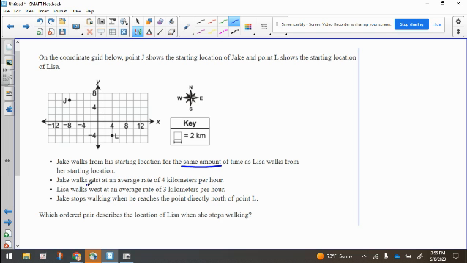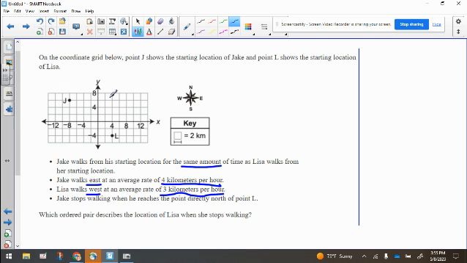Jake walks east at an average rate of 4 kilometers per hour. Lisa walks west at an average rate of 3 kilometers per hour. Jake stops walking when he reaches the point directly north of point L. So where does that put us? Somewhere in here, he's going to stop. If I go north from point L, that puts us over here somewhere. They want to know which ordered pair describes the location of Lisa when she stops walking.